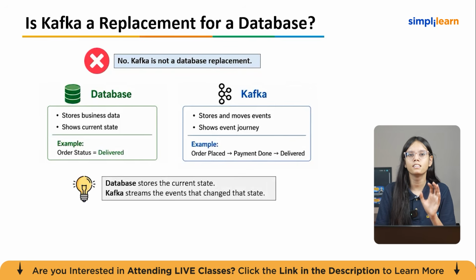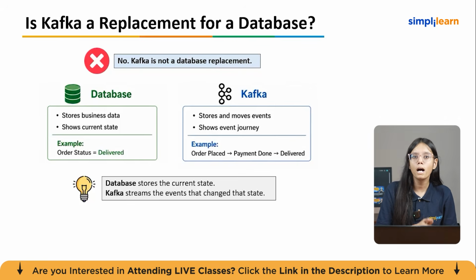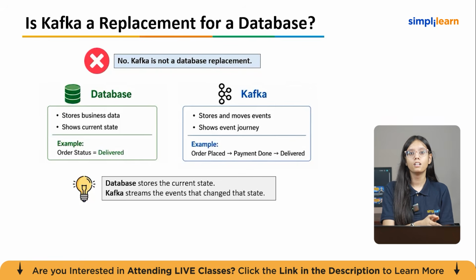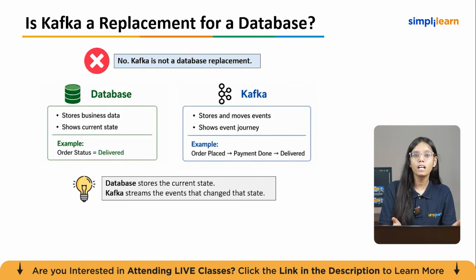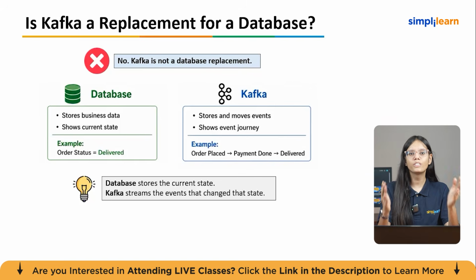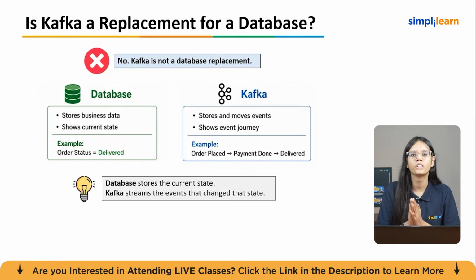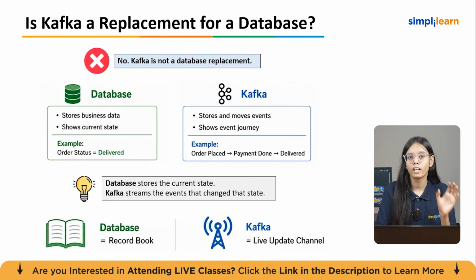So the simple difference is this. A database stores the current state while Kafka streams the events that change that state. For example, a database may show order status delivered, but Kafka carries the journey behind it. Order placed, payment completed, delivery assigned, order delivered. So, Kafka and databases work together. A database is like a record book, while Kafka is like a live update channel. So no, Kafka is not a replacement for databases.